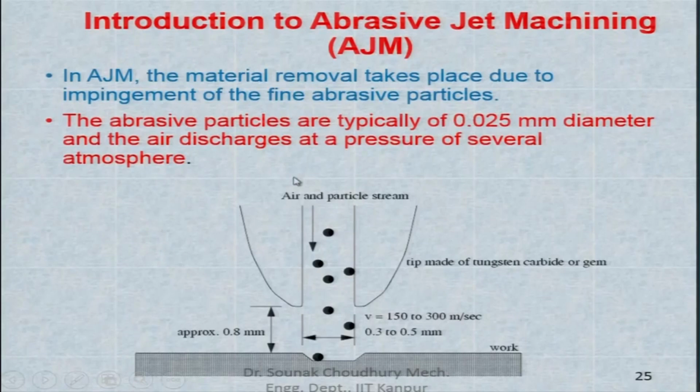Now, the disadvantage is that since the abrasive particles pass through the nozzle, it has to be of a very hard and wear resistant material, because the abrasive particles will wear out the nozzle, and the nozzle can very quickly be worn out. Therefore, the tip is made of tungsten carbide or some kind of gem. That is a very hard material that will not be easily worn out.